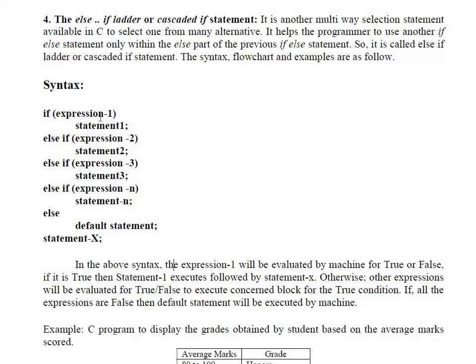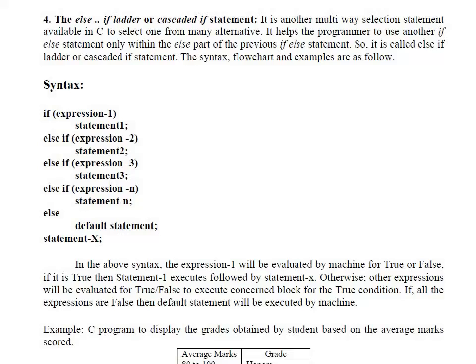Assume that the first one is also false, the second one is also false, the third one is also false, then the next one will be checked. If it is true, this executes, followed by statement X. Like this you can check n number of conditions. How many times? That depends on the problem you are going to solve. Assume that all these conditions are false, then only the machine follows the default statement, otherwise no.